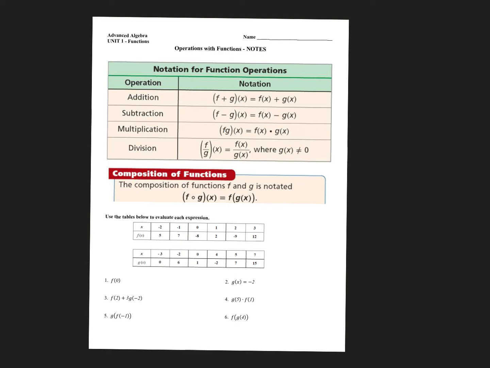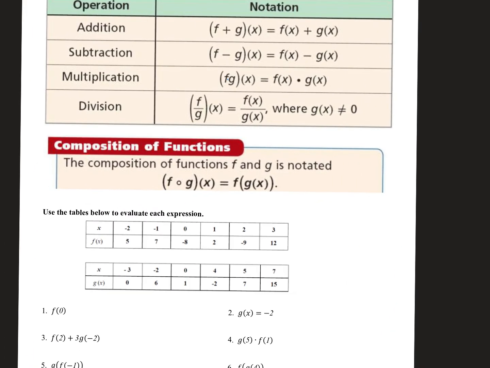Another new type of operation of functions is called a composition. A composition of functions is a function within a function. Now, the notation looks kind of similar to multiplication, but this simply means composition. So don't get those two confused. All right, f(g(x)). Let's write that in. f of g of x. That's how you pronounce that.